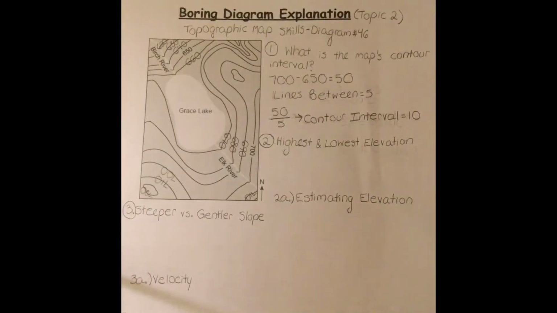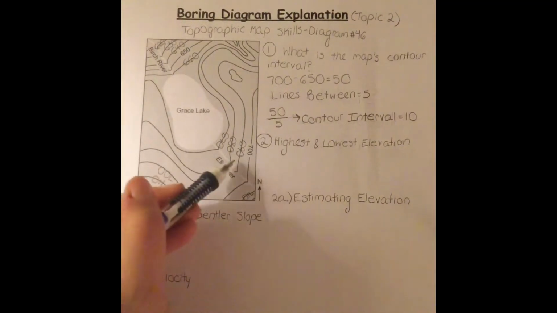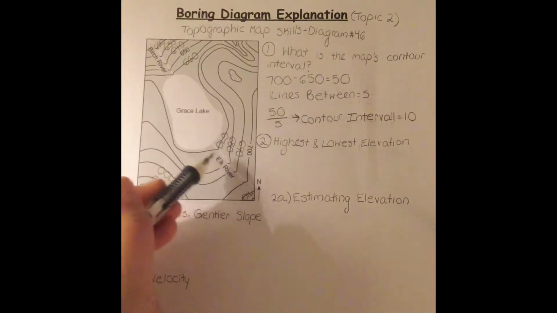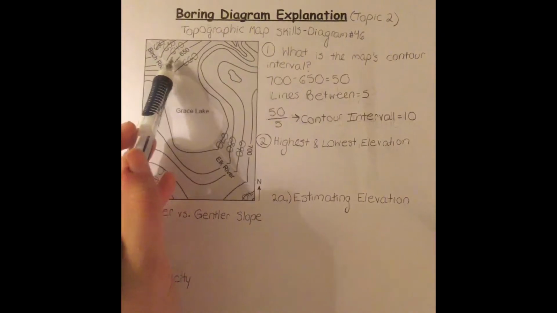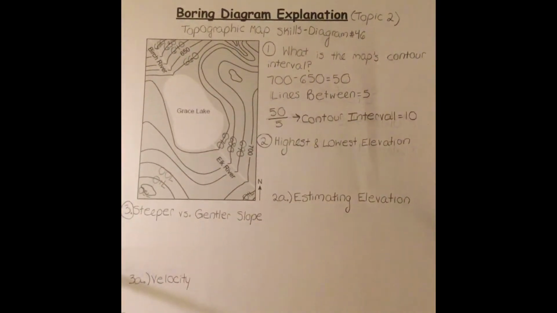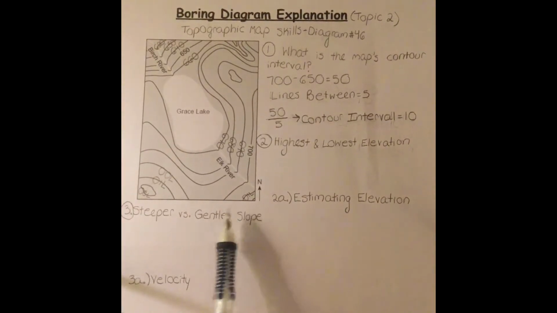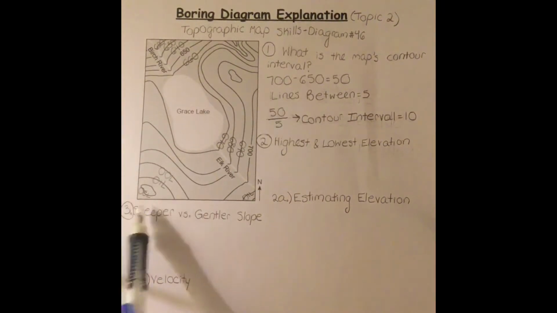So now that we know the contour interval, which is 10, we can label each of the contour lines. If this is 700, here we have 690, 680, 670, up here 660, 650, 640, 630, 620, and over back here 710. This one wraps around to give us 700, 710, and over there 720.